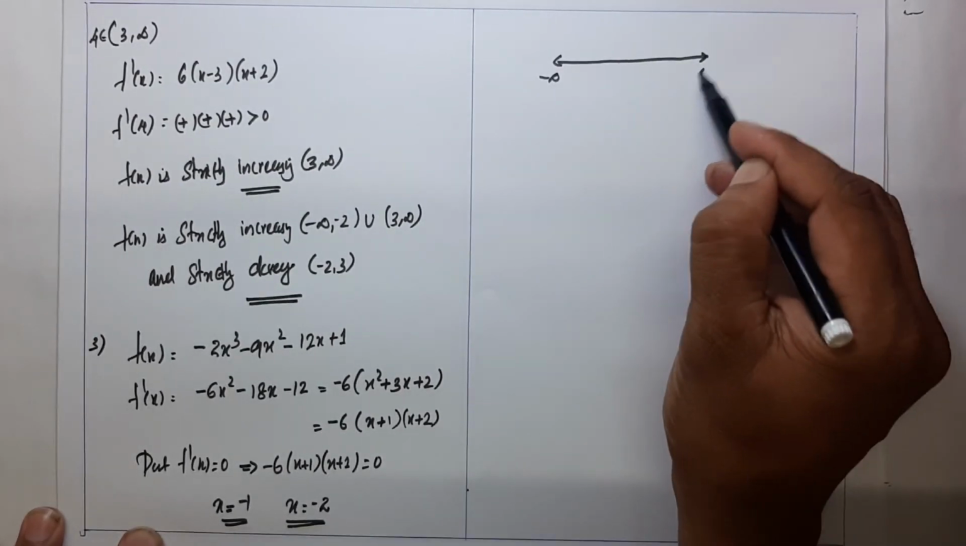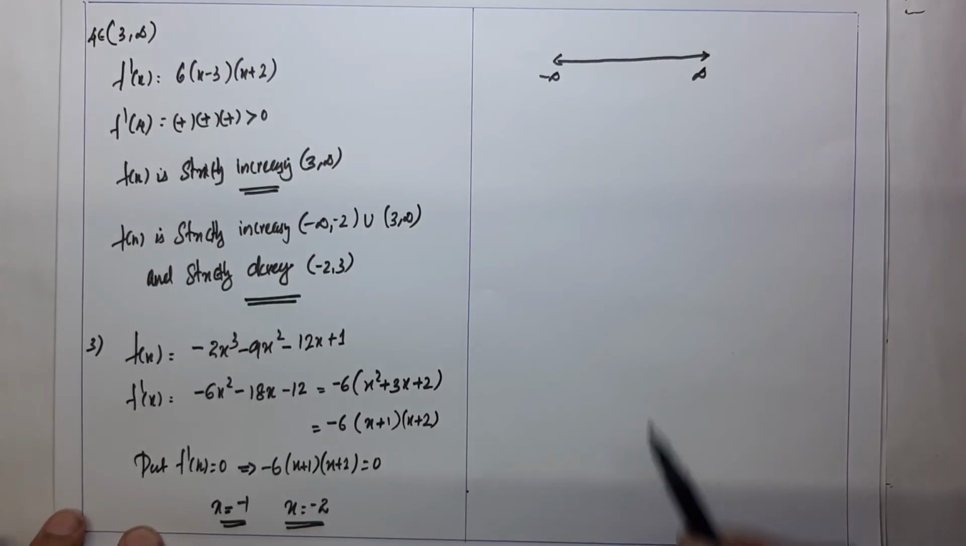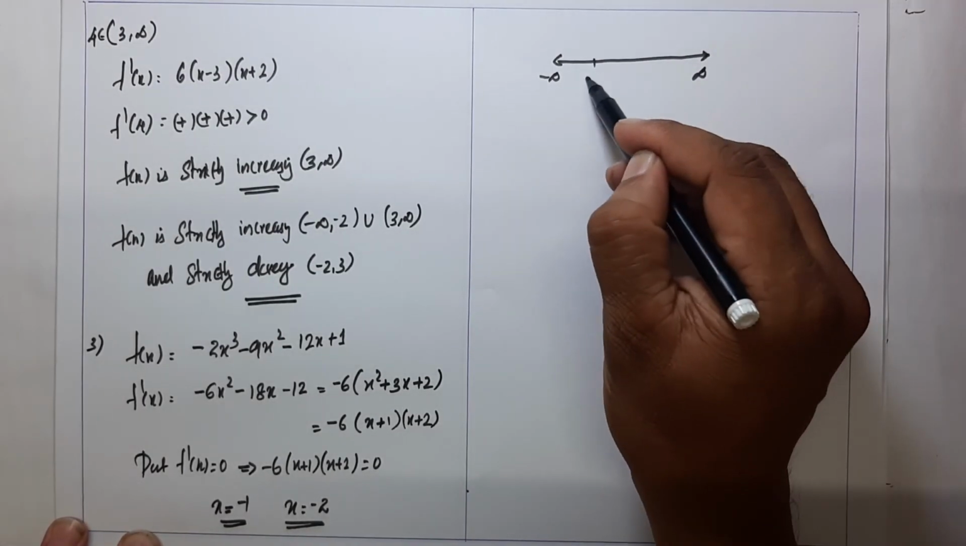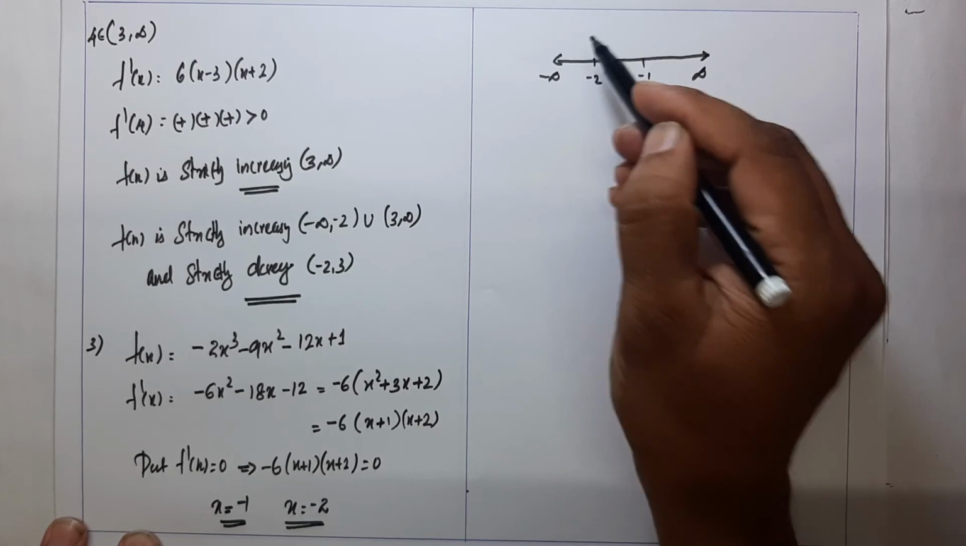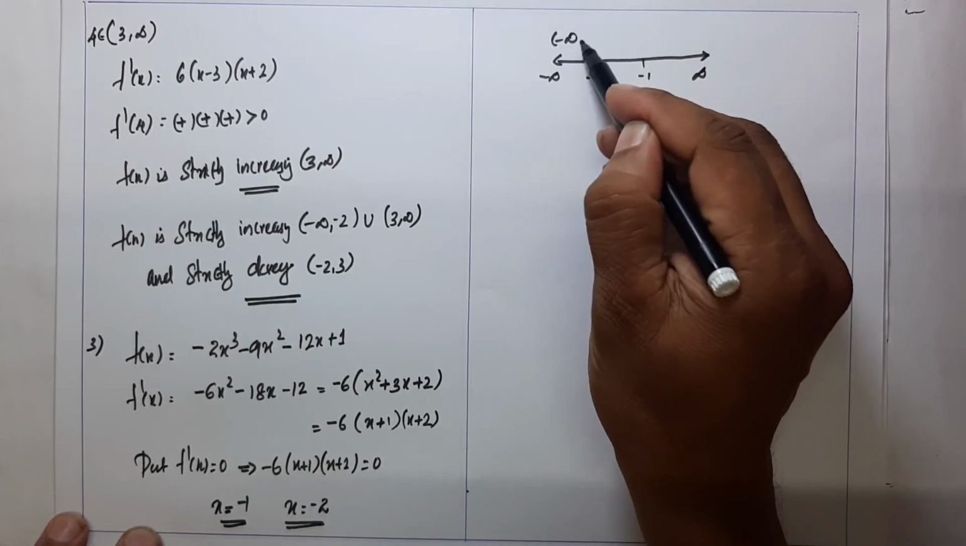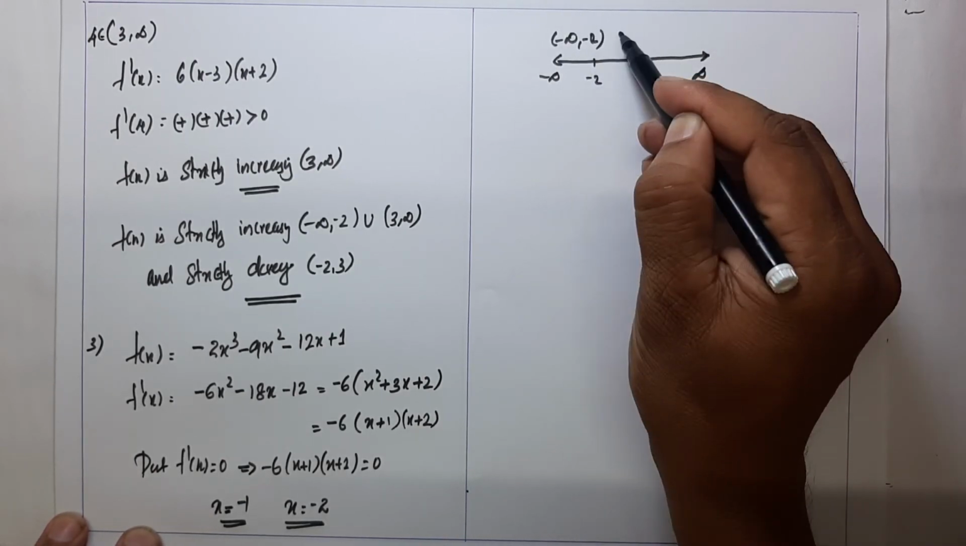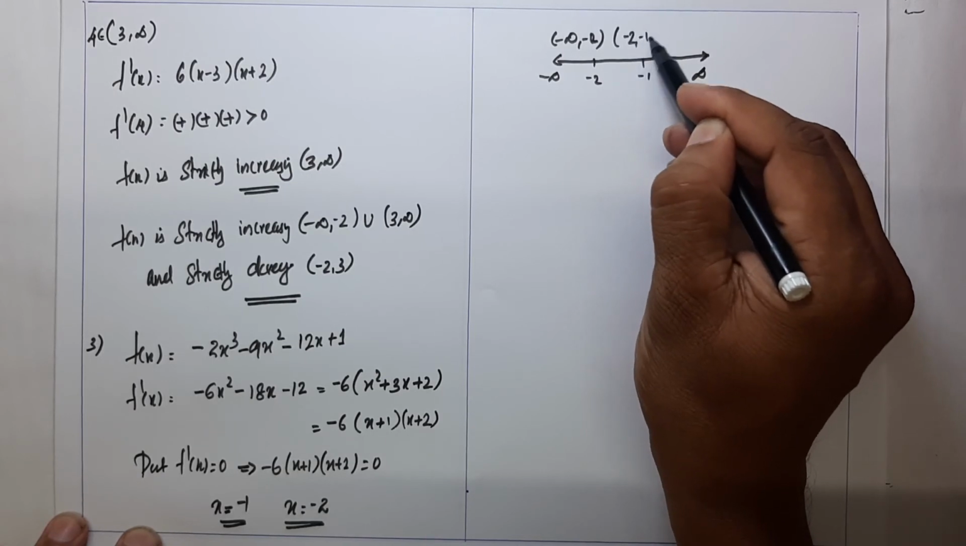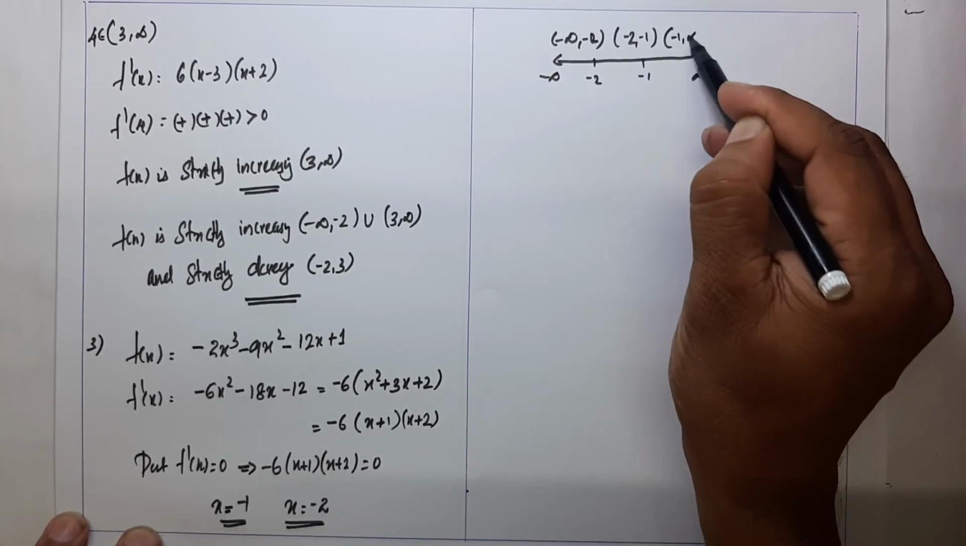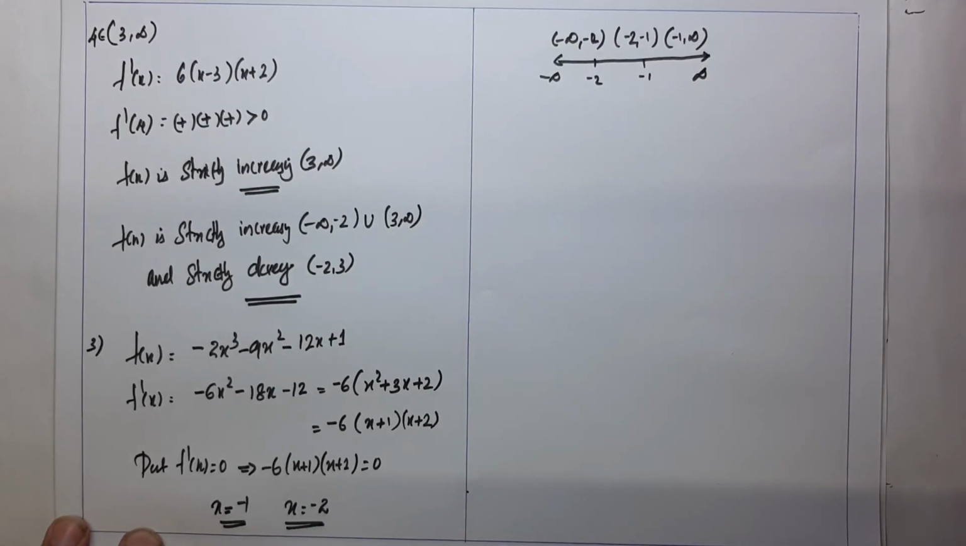Is a minus infinity, is a plus infinity. Here the lower value is minus 2, then minus 1. We get 3 intervals. Our first interval is minus infinity to minus 2. Second is minus 2 to minus 1. And third is minus 1 to infinity.